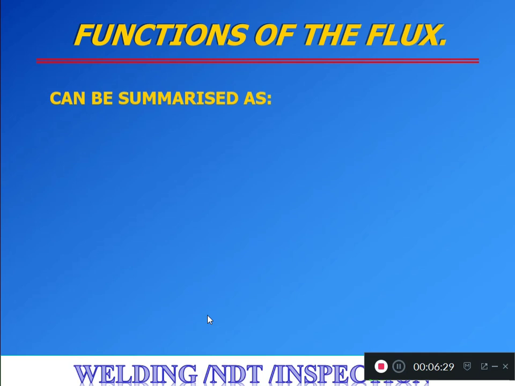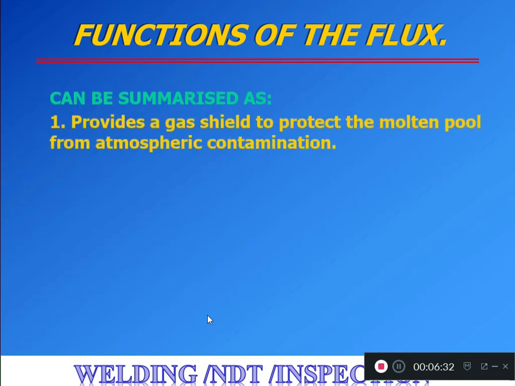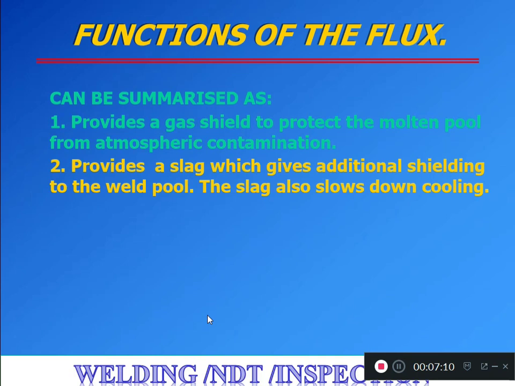Functions of the flux. This is very important. What is the importance of the flux? It can be summarized as: first, provide a gas seal to protect the molten pool from atmospheric contamination. In the atmosphere there is so much dust and contamination moving around. If it comes directly into the molten weld pool, it will be a problem for weld efficiency and weld quality. That's why the flux provides a gas seal.